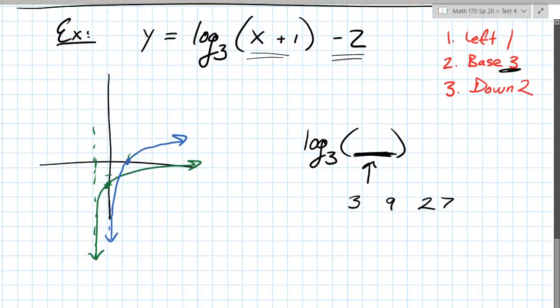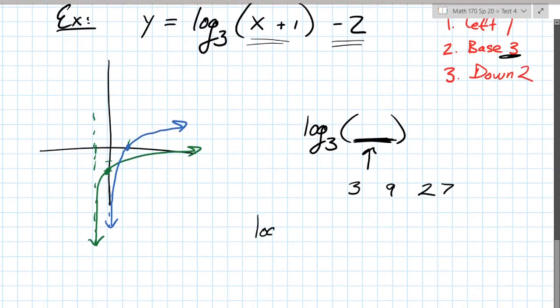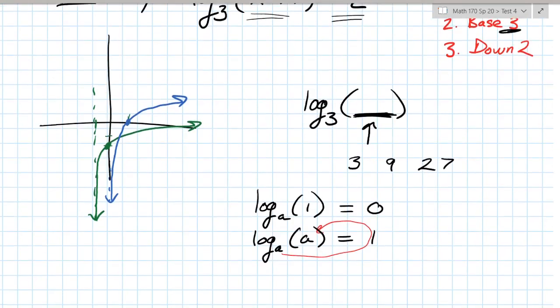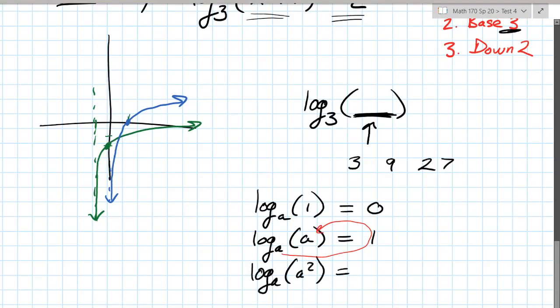So in general, if I have log base a of 1, I get 0. That was our intercept. If I have log base a of a, I get 1, because a to the 1 equals a. If I have log base a of a squared, I get 2, because a squared is a squared.